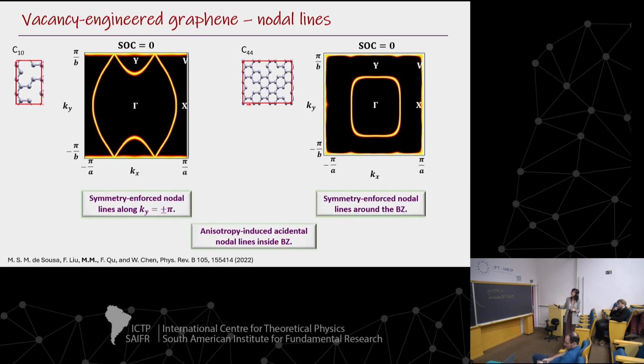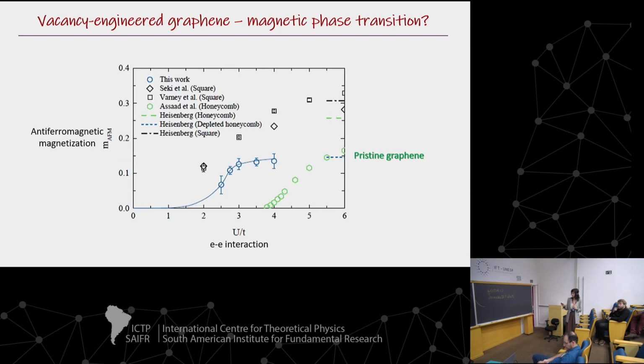We tested this also for carbon, for graphene, and we get the same results, okay? So in this case, the symmetry-enforced nodal lines will be in this direction because the glide plane is in this x direction. And also we get these accidental nodal lines which are induced by anisotropy inside the Brillouin zone. They are very robust, although they are accidental. Okay, so now moving on to the second part of my talk.